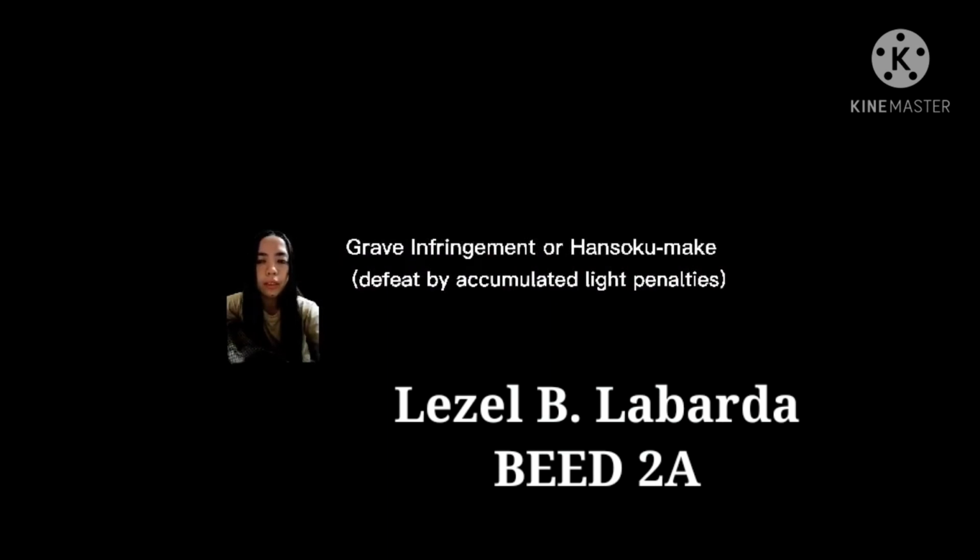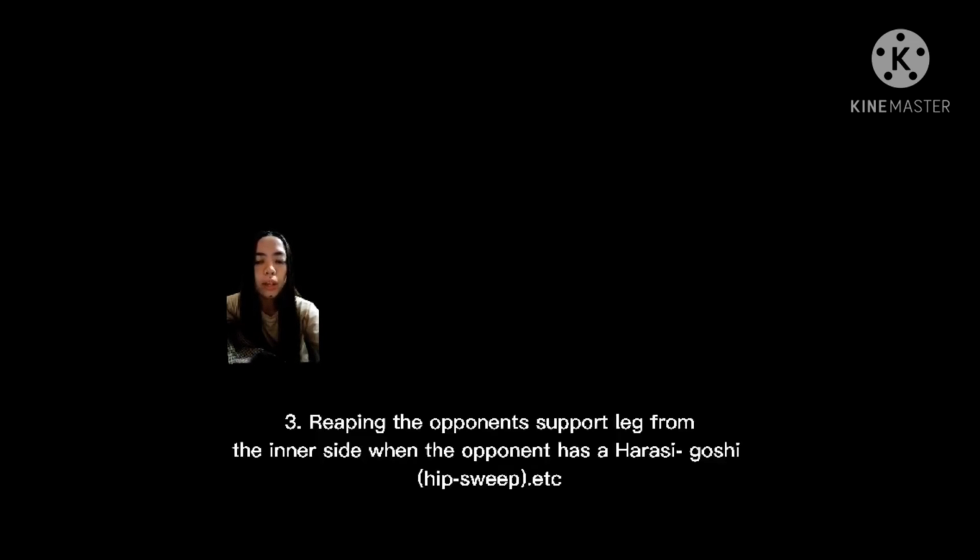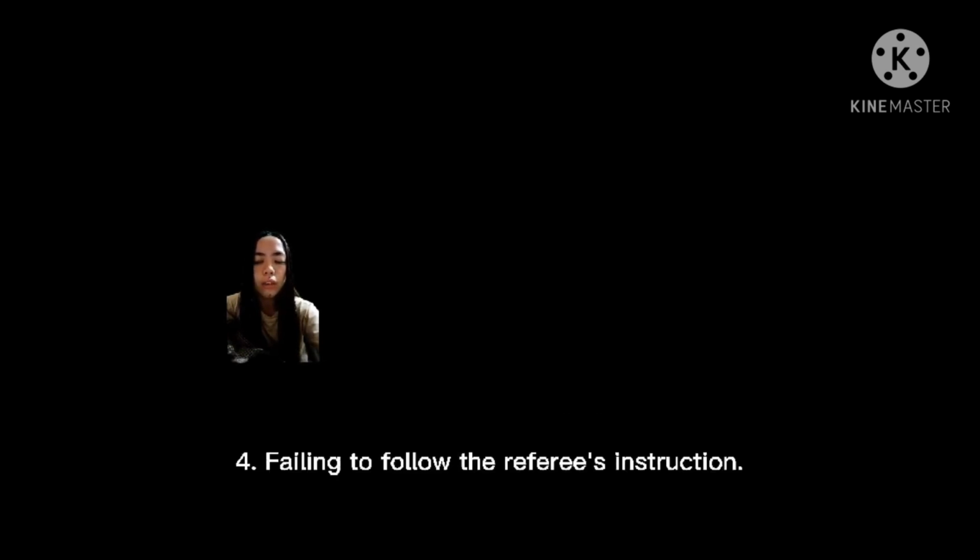Grave infringement or hansoku make, a defeat by accumulated light penalties. Number 1. Applying a kansetsu waza anywhere other than to an elbow joint. Number 2. Lifting a supine opponent off the floor and throwing him back to the floor. Number 3. Gripping the opponent's support leg from the inner side when the opponent applies a harai goshi, brushing, hip whip, etc. Number 4. Failing to follow the referee's instructions.